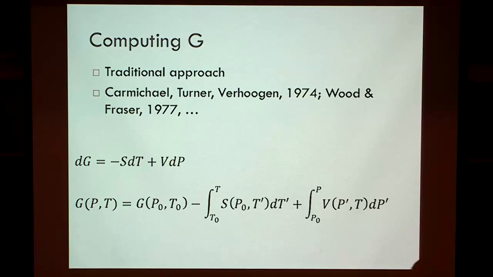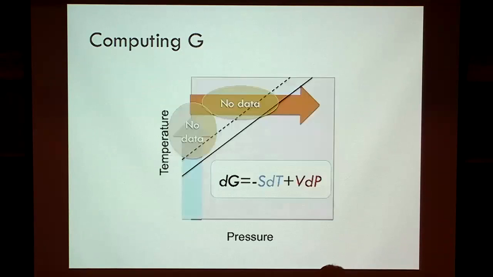Okay. For applications to the deep Earth, though, this is problematic. And the reason for that, what I've done here is I've drawn out that integration path schematically here, temperature versus pressure. First, you go up in temperature at low pressure, right? You integrate that SdT. And then, up at high temperature, you integrate up in pressure.